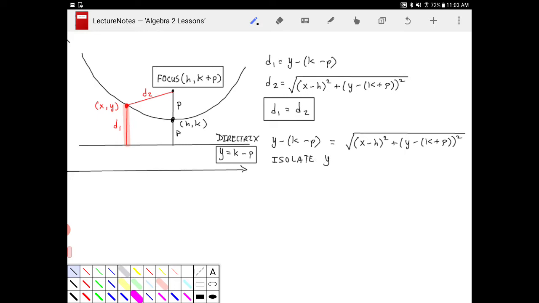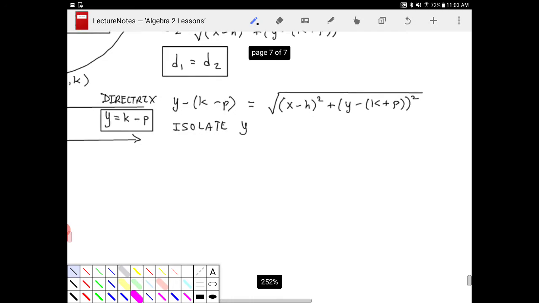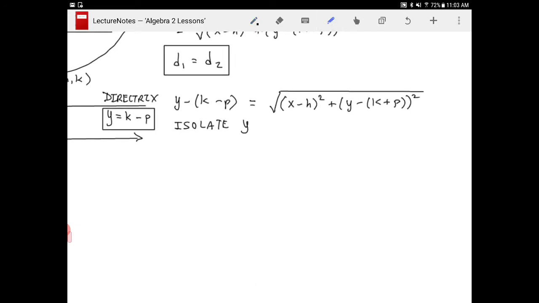Okay, we're going to isolate y. At the end, what we're going to try to do is come up with a function that is y as a function of x. So what we're going to do is try to isolate y.